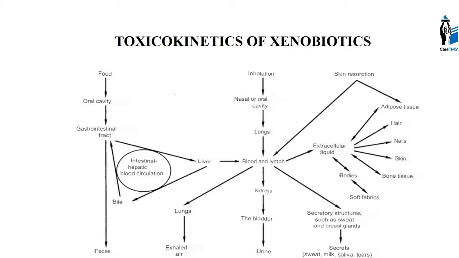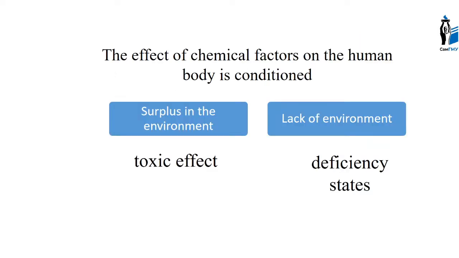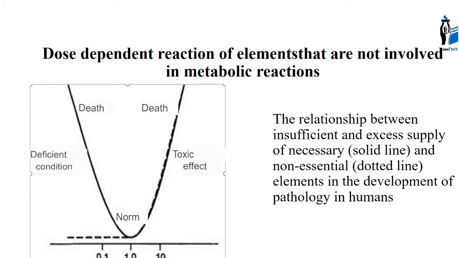This slide shows a scheme of toxicokinetics of xenobiotics. The effect of chemical factors on the human body is conditioned: if there is a surplus in the environment, a toxic effect; if there is a lack in the environment, deficiency states. Those depend on a reaction of elements that are not involved in metabolic reactions.